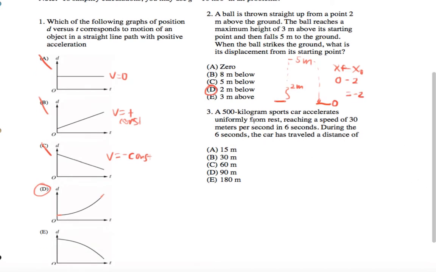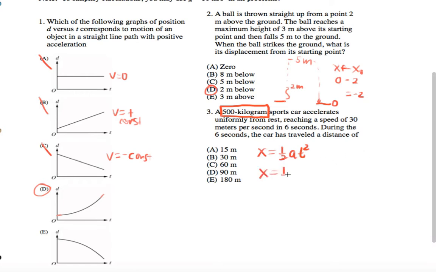Next, we have this 500 kilogram sports car that accelerates from rest, reaching a speed of 30 meters per second in 6 seconds. We want to know how far it's traveled. Notice this mass here is actually a distractor. And since we start from rest, I'm going to use an abbreviated version of the equation, which is this. So I'm going to leave off the end part.